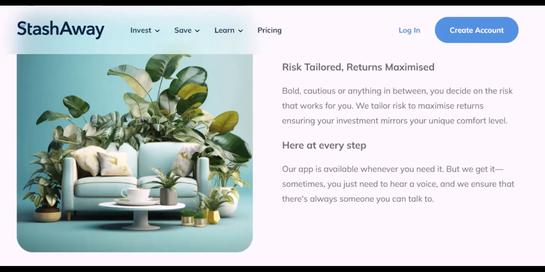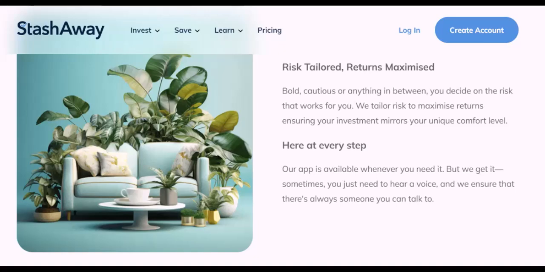Track your portfolio performance. The Stashaway platform provides you with easy-to-understand dashboards that track the performance of your investments. You can monitor your portfolio's growth, track your contributions, and see how your investments are performing compared to your benchmarks. Rebalance your portfolio. Stashaway automatically rebalances your portfolio periodically to ensure it stays aligned with your risk tolerance and investment goals.